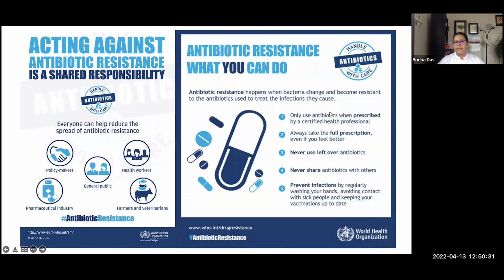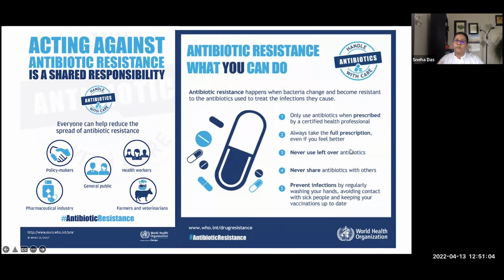So only take antibiotics if you're prescribed by a healthcare professional. And then if you're given an antibiotic, finish the full prescription, even if you feel better and even if you think that you don't need them. Because if you underdose and if you don't take the full prescription, you're more likely to have bacteria that will develop resistance. Also, never save your antibiotics and never take them later if you feel like you have the same symptoms.